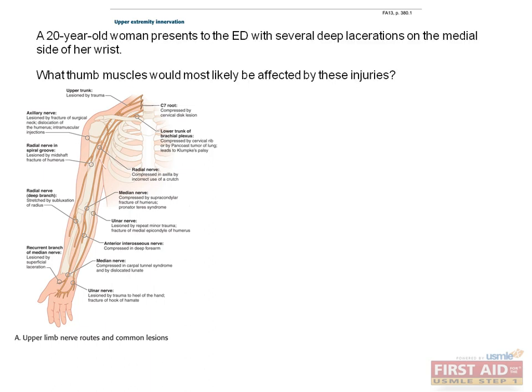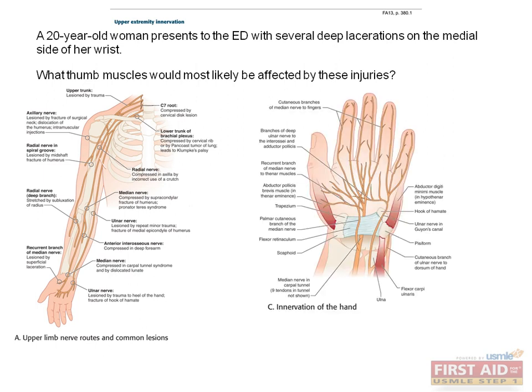Let's say we have a 20-year-old woman who presents to the emergency department with several deep lacerations on the medial side of her wrist after a suicide attempt. She receives prompt psychiatric evaluation. What thumb muscles would be most likely to be affected by these injuries? While this is a difficult question, remember to think about the location of the injury, which at its essence is the opposite side of the wrist and the thumb. Medial wrist injuries affect the ulnar nerve, and one of the only muscles that goes to the thumb that's innervated by the ulnar nerve is the adductor pollicis.